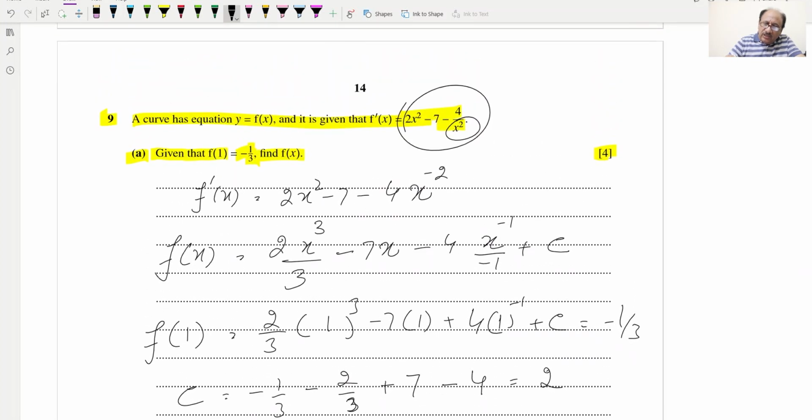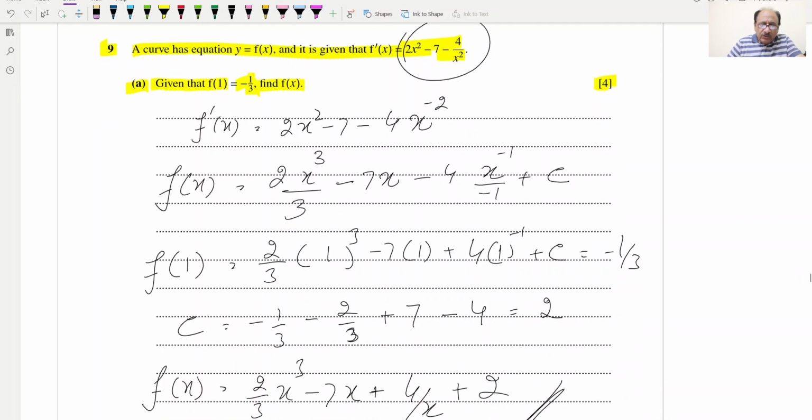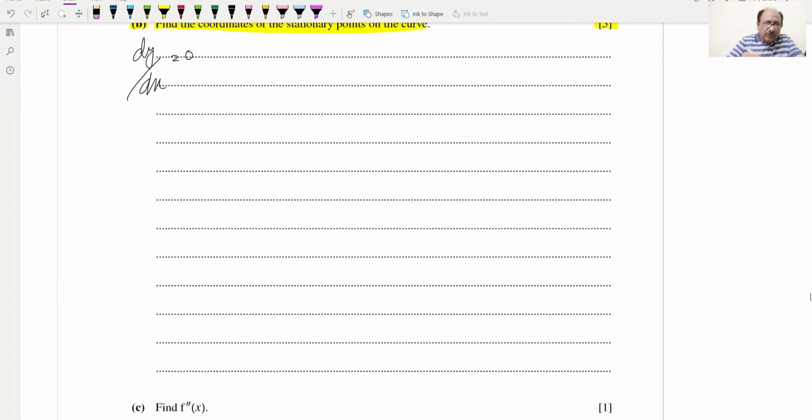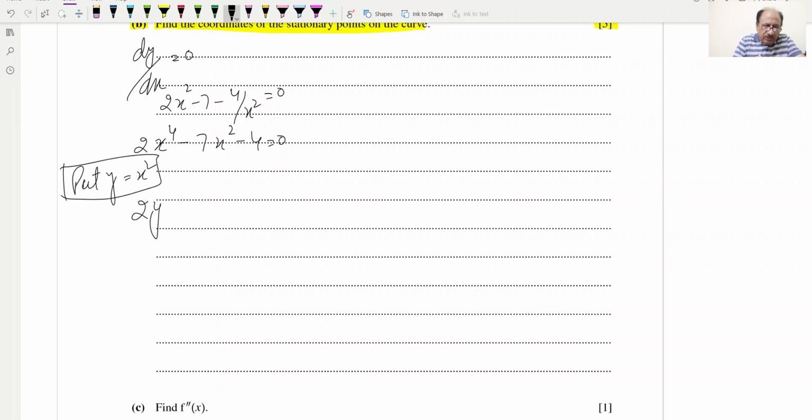This is the derivative, so f dash of x, 2x squared minus 7 minus 4 over x squared. So we write 2x squared minus 7 minus 4 over x squared is equal to 0. Now we can multiply everything by x squared to get rid of this denominator. We will get 2x raised to 4 minus 7x squared minus 4 is equal to 0. And now we can put y is equal to x squared, and we will get the equation 2y squared minus 7y minus 4 is equal to 0.